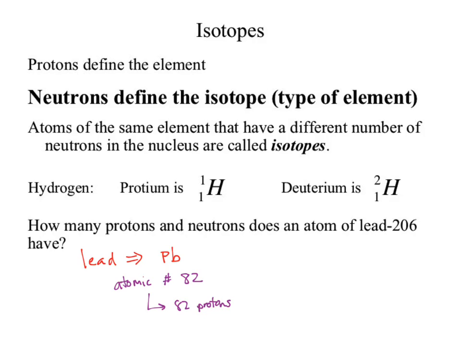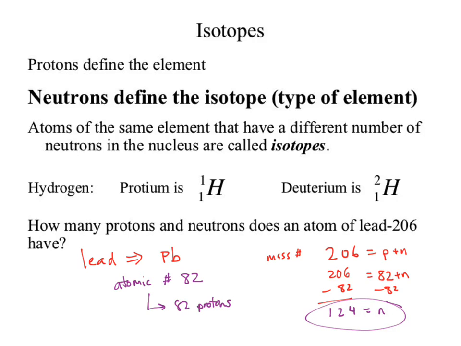Make sense? Okay, so with that, if I know 206 is my mass number, what was the mass number? Protons plus the neutrons. My protons happen to be 82. I can now solve for my number of neutrons by subtracting 82 from both sides. And I would get 124. I now know the number of neutrons and I know the number of protons. I've solved the question.